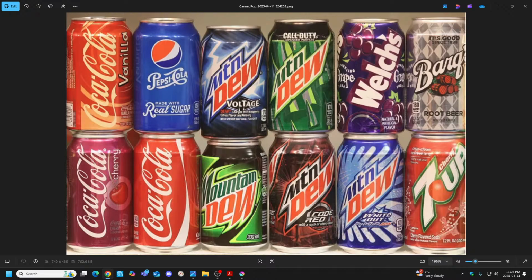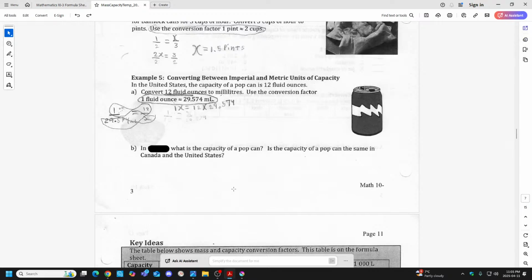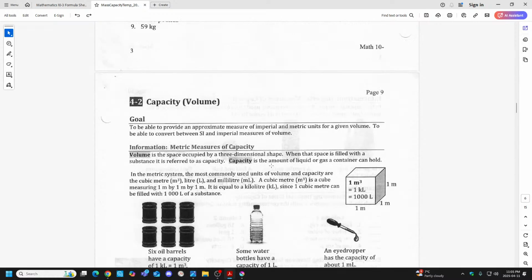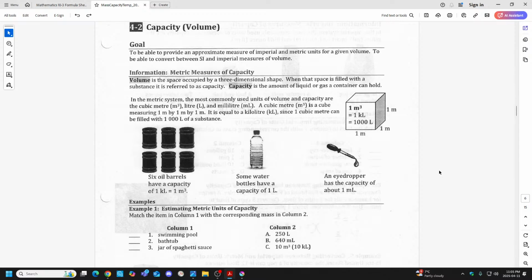Alright, let's continue. Where were we? We were here, right? Yes. Hopefully you've gone through and read this. If you haven't read it already, just pause and briefly read through it, a little extra information. We are working on a few different topics: mass, capacity, and temperature. For the most part, we've been working with volume and capacity. That's what we're working on now.